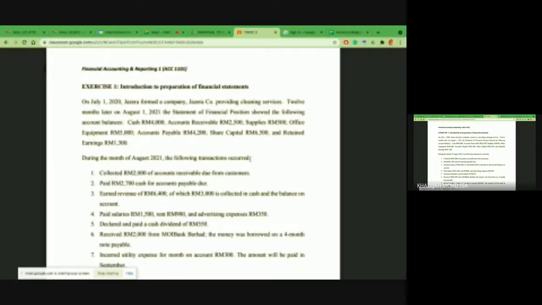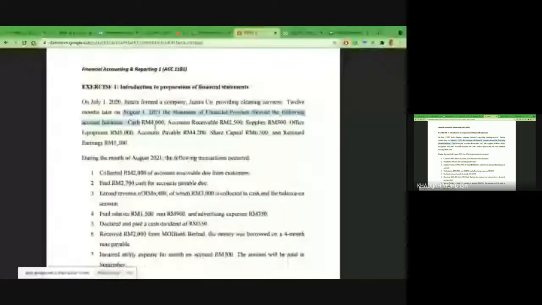Okay, let's do this. On July 1st, 2020, Jazeera formed a company, Jazeera Co, providing cleaning services. Twelve months later, on August 1st, 2021, the statement of financial position showed the following balances. So it means that if I use this, I cannot underline. I can't do anything. Right, so you have cash of 4,000, accounts receivable of 2,500, supplies 500, office equipment 5,000, accounts payable 4,002, share capital 6,005, and retained earnings of 1,300.